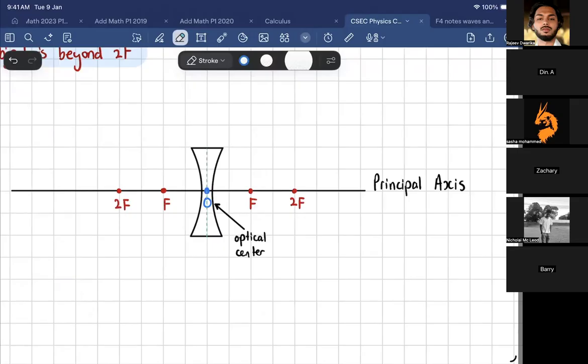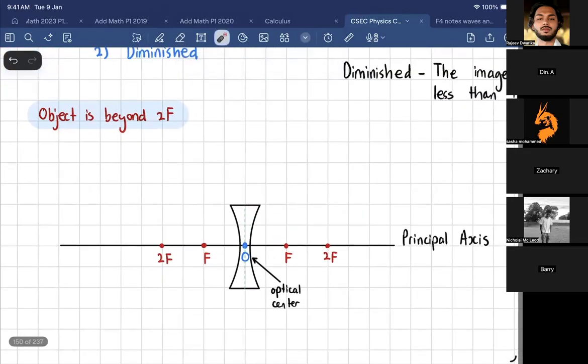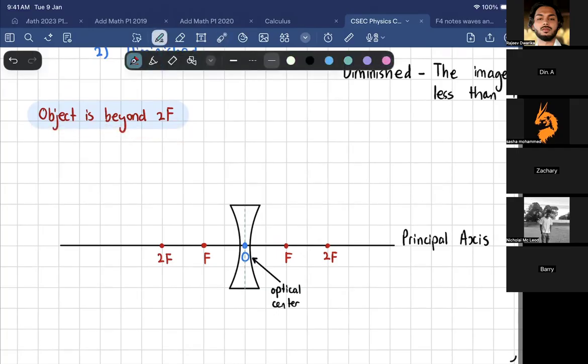Yes, sir. All right, here's what we're gonna do. In this case, they're saying that we're gonna have an object beyond 2 times the focal length. All right. So I'm going to just put down an object over here.